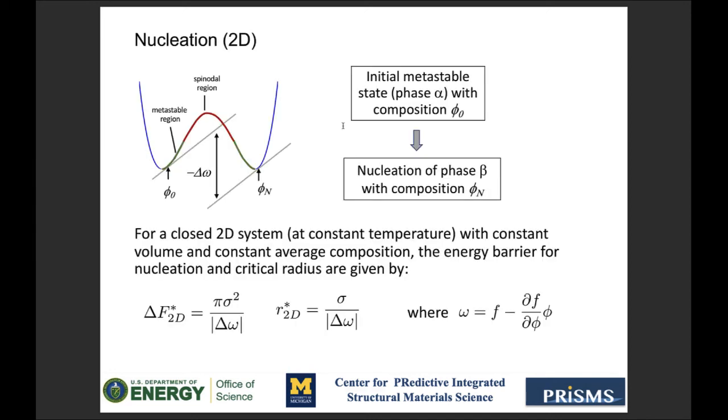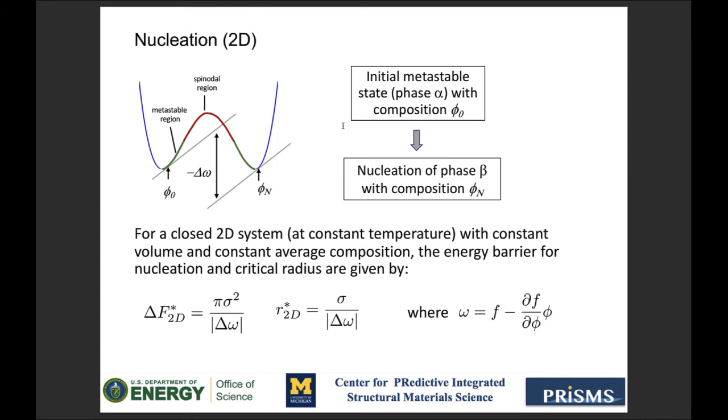So back to nucleation, let's consider a scenario in which we start with a homogeneous metastable phase with a concentration phi naught. And this phase will give rise to a small nucleus of a new phase with composition phi sub n. It can be shown that for this transition, the energy barrier and critical radius for the nucleus are given by the expressions below.